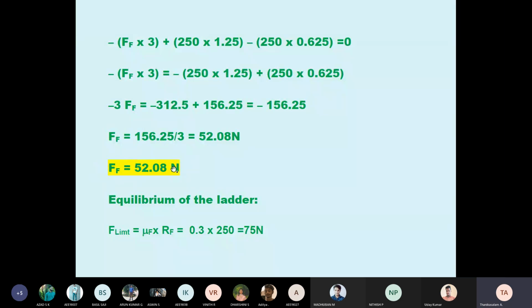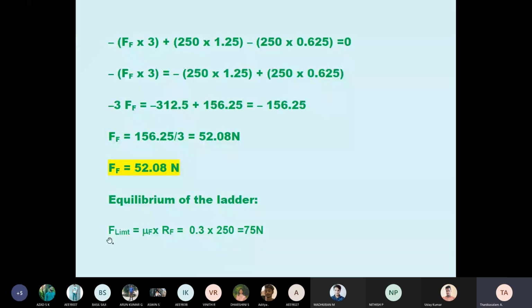But the second question they asked, students, is to show the equilibrium of the ladder. See, for equilibrium, I told you about maximum friction. Just remember, when it is maximum friction, the body is going to start moving. When the body is going to start, there is a maximum friction, maximum opposing force. That force is called limiting friction. So now I'm introducing F limit equal to mu into RF. The mu is given in the question, mu equal to 0.3. RF already calculated, RF equal to 250.